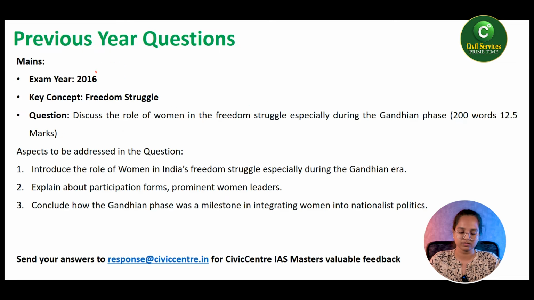సో కమింగ్ టు ద మెయిన్స్ క్వెషన్, ఇట్ వాస్ అపియర్డ్ ఇన్ 2016. Discuss the role of women in the freedom struggle, especially during the Gandhian phase. సో ఈ క్వెషన్ ఎలా రాస్తారు? ఫస్ట్ ఉమెన్స్ రోల్ ఏంటి గాంధీయన్ ఫేజ్ లో, ఎస్పెషల్లీ గాంధీయన్ ఫేజ్ అడిగారు కాబట్టి ఆ ఫేజ్ లో ఉమెన్స్ రోల్ ఏంటి ఫ్రీడమ్ స్ట్రగుల్ కి. నెక్స్ట్ పార్టిసిపేషన్ ఫార్మ్స్, అంటే క్విట్ ఇండియా మూవ్మెంట్ లో పార్టిసిపేట్ అయ్యారు, నాన్ కోఆపరేషన్ మూవ్మెంట్ లో పార్టిసిపేట్ అయ్యారు. సో ఇలాంటి పార్టిసిపేషన్ ఫార్మ్స్ అండ్ ప్రామినెంట్ women leaders like Sarojini Naidu, Kasturba Gandhi, etc.